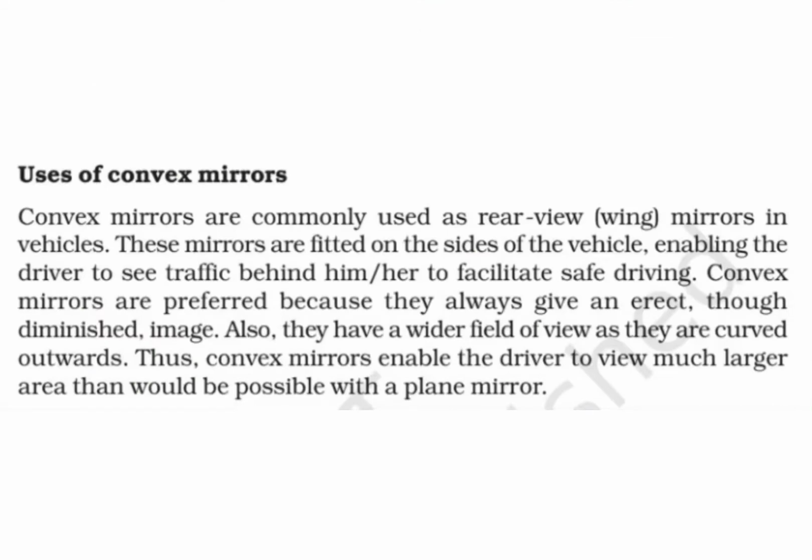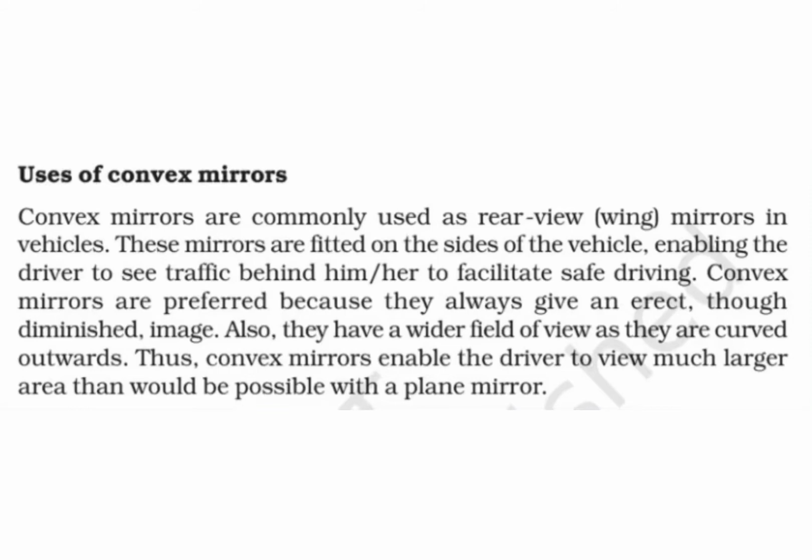Convex mirrors are commonly used as rear view mirrors in vehicles. We have already seen in the diagram, right? These mirrors are fitted on the sides of the vehicles, enabling the driver to see the traffic behind him or her to facilitate safe driving. Now, why are convex mirrors preferred? Because they always give an erect image, though diminished, so they are preferred.